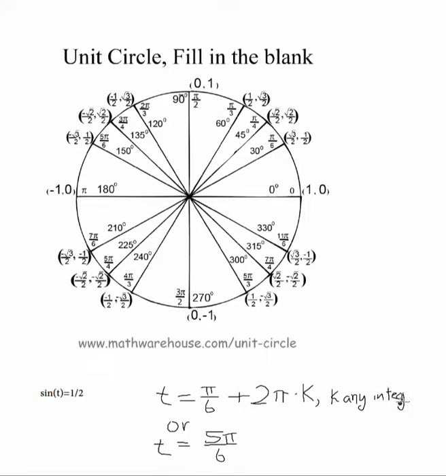Any integer multiple going around the circle, then tack on that pi over 6, you're going to land here and have a y-coordinate of a half. Similarly, any integer multiple going around the circle a full integer amount of times, and you'll land at 5 pi over 6.